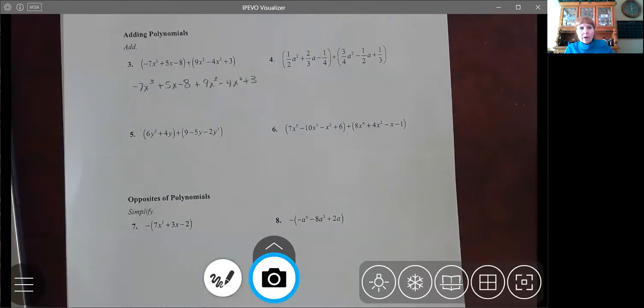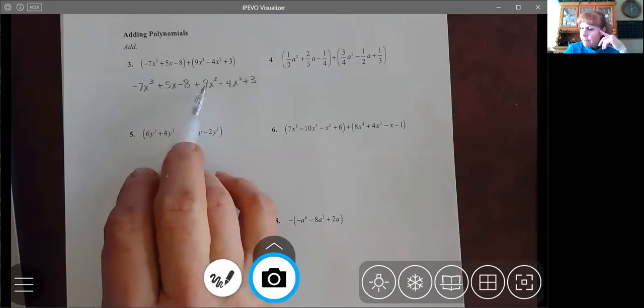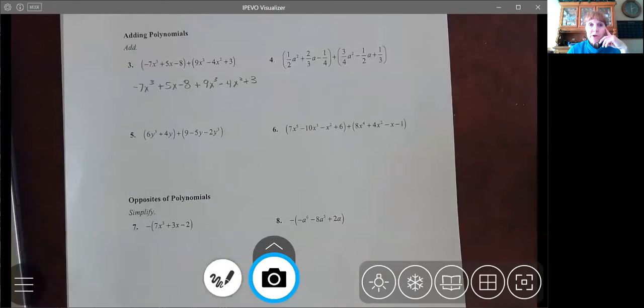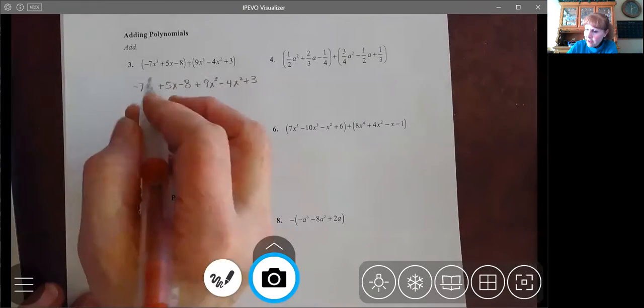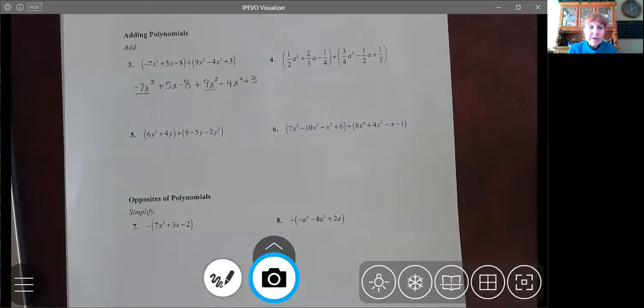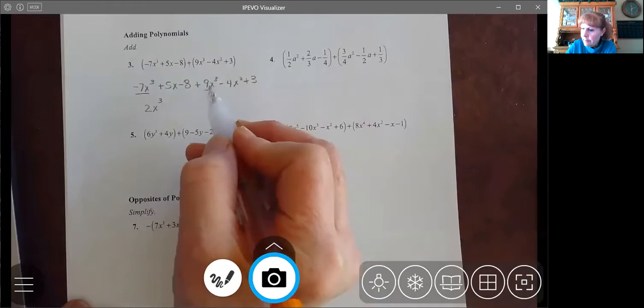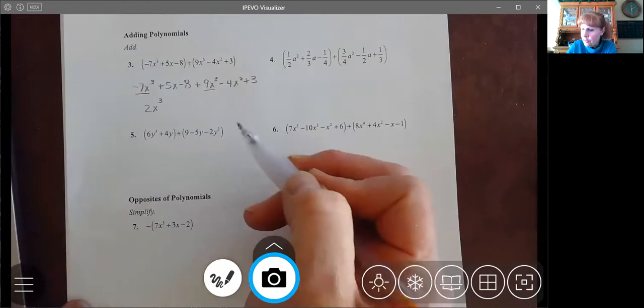Okay. Looking at this right here, all we need to do now is look for like terms. I actually have 1, 2, 3, 4, 5, 6 terms here. Which ones match variables? Well, this one matches with this one. They're both an x cubed. So I'm going to combine those. 9 and a negative 7, when I add those together, I get 2x cubed. So I combine the 9 and the negative 7 and got 2.